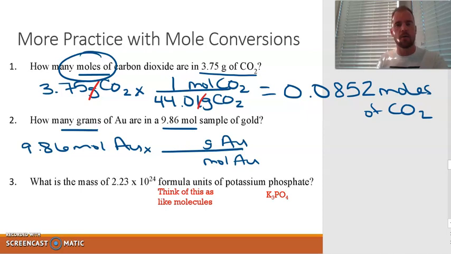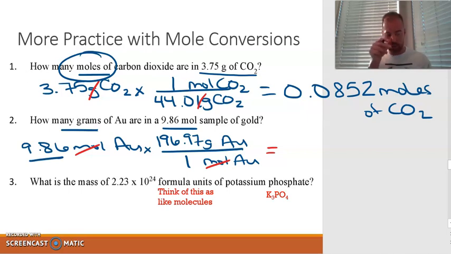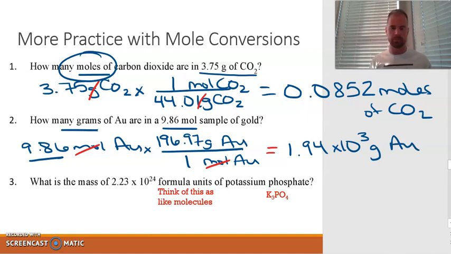Once again, this is going to be our molar mass. 1 mole of gold, let's take a look. It's element 79. That's 196.97. This will make my moles cancel. And so let's figure out what that would be. 9.86 times 196.97. Keeping 3 significant figures, I get an answer that's 1,942. I'm going to put that in scientific notation because it's such a large number. And that'll help me with my sig figs. So I'm going to make that 1.94 times 10 to the 3rd grams of gold.